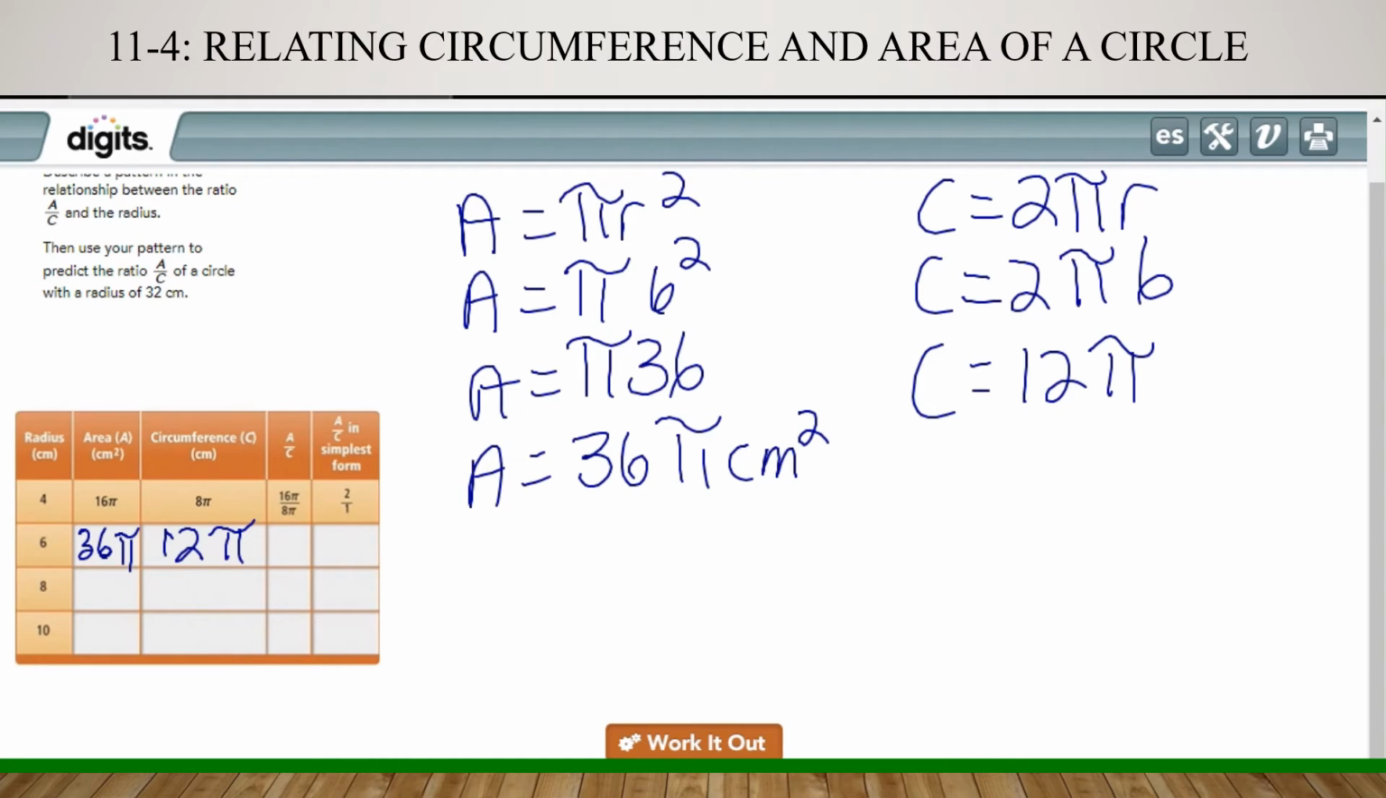Now for the ratio A over C, I am just going to put the area over the circumference, which will be 36 pi over 12 pi. And if I simplify that, that will be 3 over 1, because the pi's simplify, and then 36 divided by 12 is 3. And then we're going to leave it as a fraction over 1. So this will be the second part of this table.